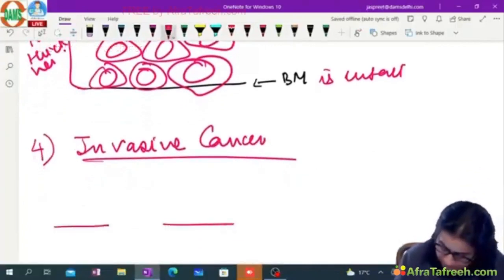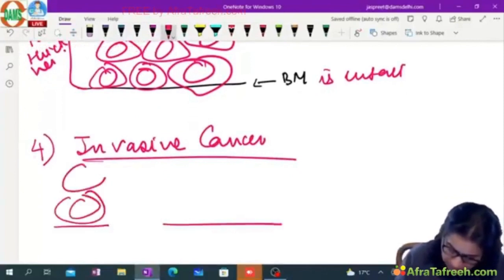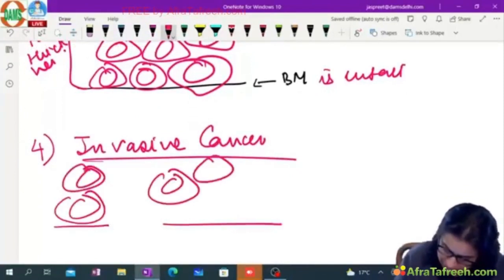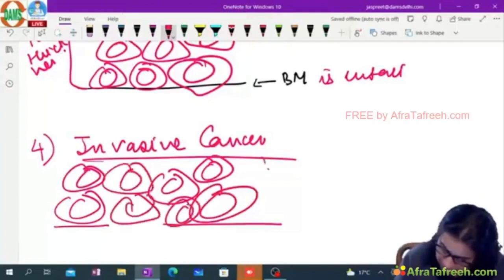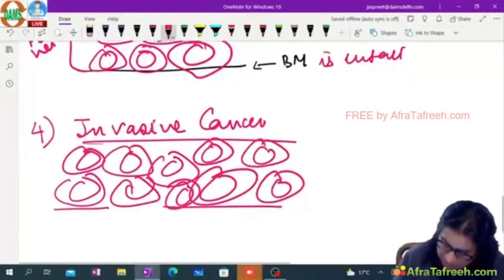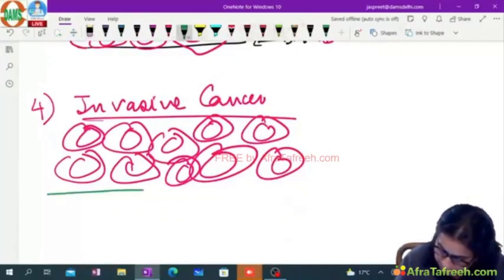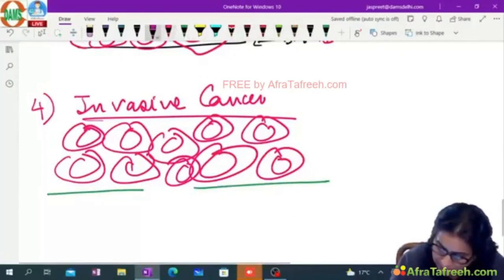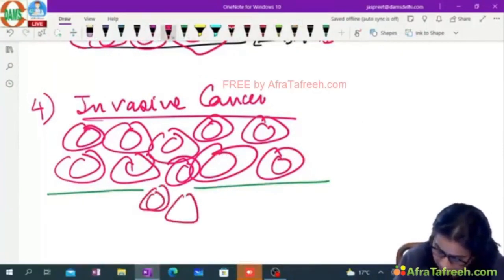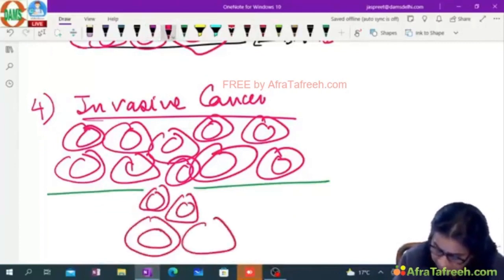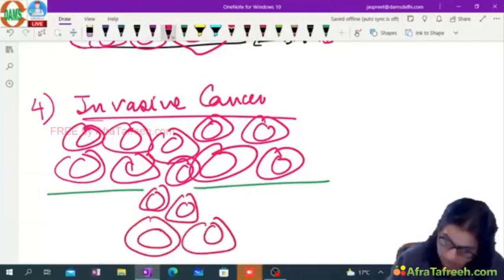So what is invasive cancer? I'll draw it something like this. These are dysplastic cells in the full thickness. Like this. And this is the basement membrane here. Now the dysplastic cells have broken the basement membrane. They break the basement membrane and now they come down and invade, like this. So now this is invasive carcinoma.